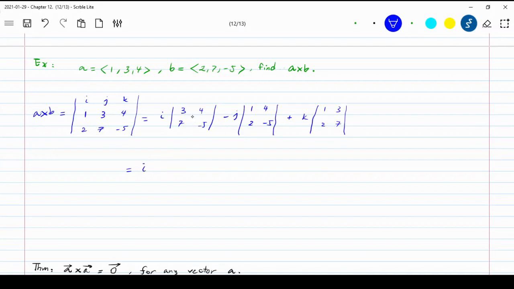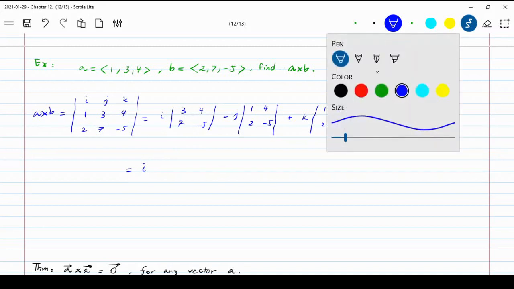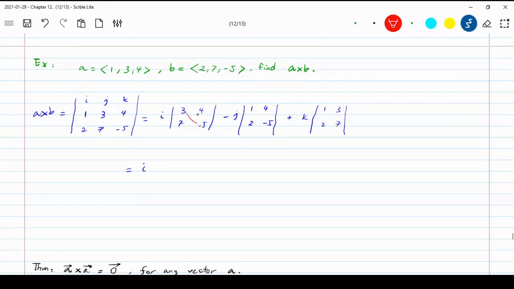I times this determinant would be that times that minus this one times that. 3 times negative 5 is negative 15, so it would be negative 15 minus 4 times 7, 28. And you'd have minus j times 1 times negative 5, minus 2 times 4, which is 8. You have to always subtract this minus that. Plus k times 1 times 7, minus 2 times 3.